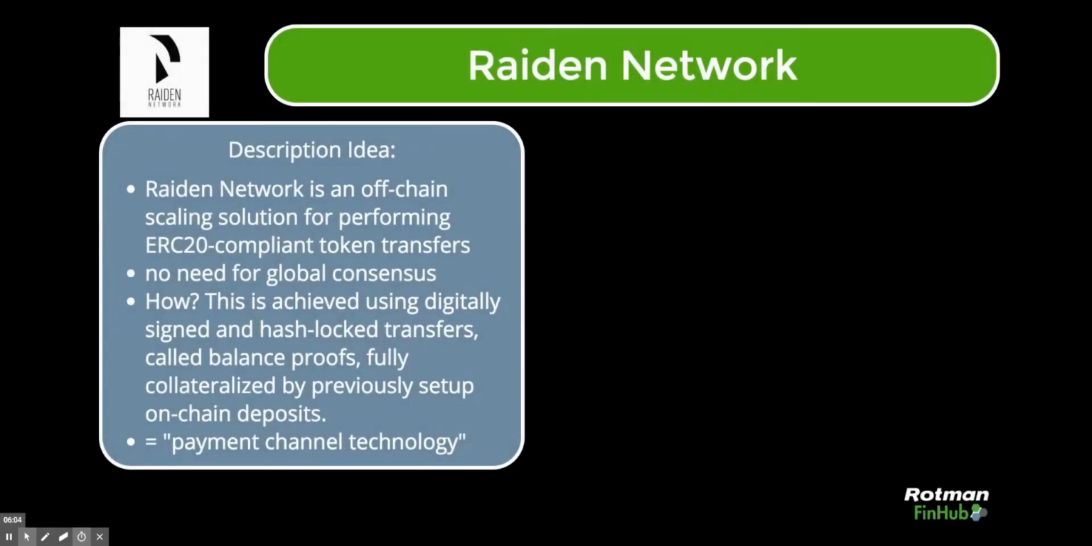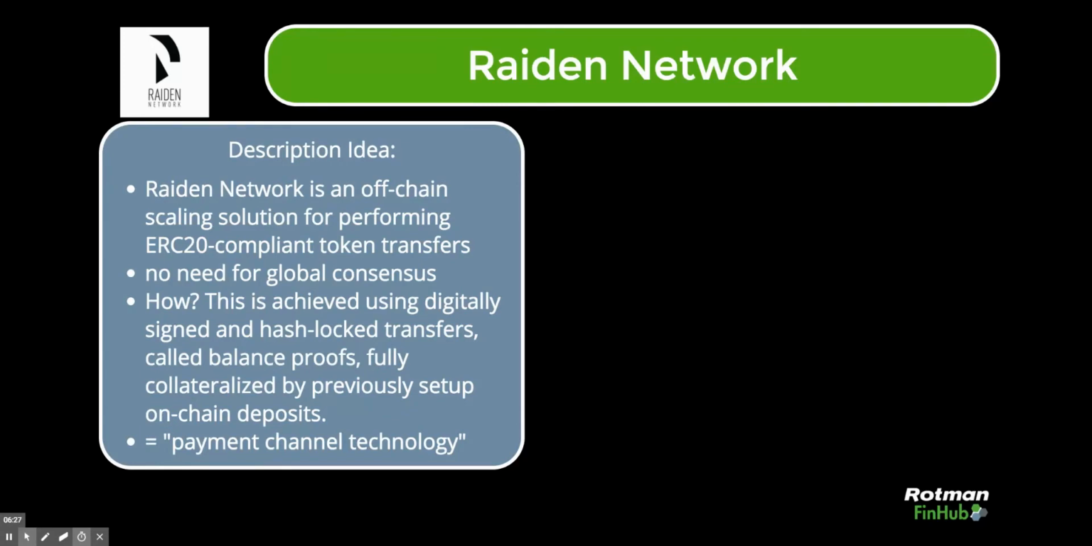So let's look at a few implementations of this. Let's start with the Raiden Network. Now, the idea of the Raiden Network is that it is a scaling solution. Essentially, it's built on top of the Ethereum blockchain. And what it allows is to do the standard token transfers. We're going to talk about the details of the tokens later, but just think about it as a coin or token that you can change.